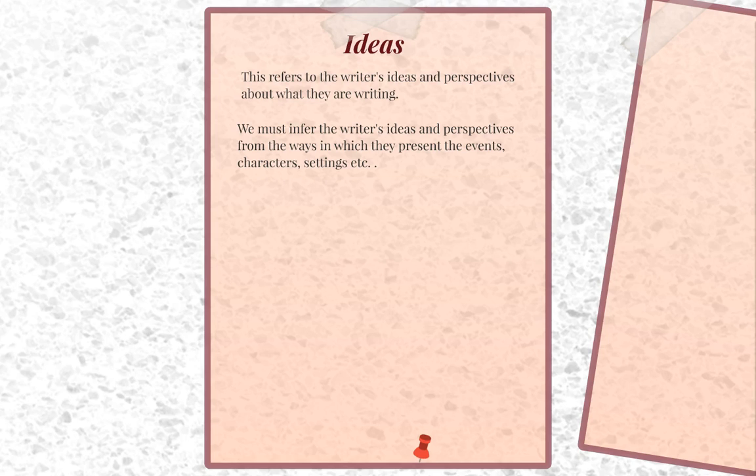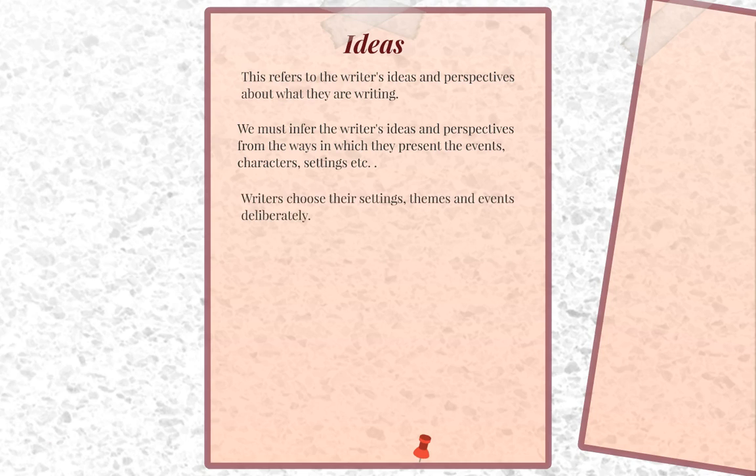Because if we don't understand the context, we can't get inside the mind of the writer, and we don't know why they're writing about those particular things in the ways that they are. So the way that we infer the writer's ideas and perspectives is by looking at how they are presenting the events, the characters, how their settings are symbolic, and what themes they are addressing.